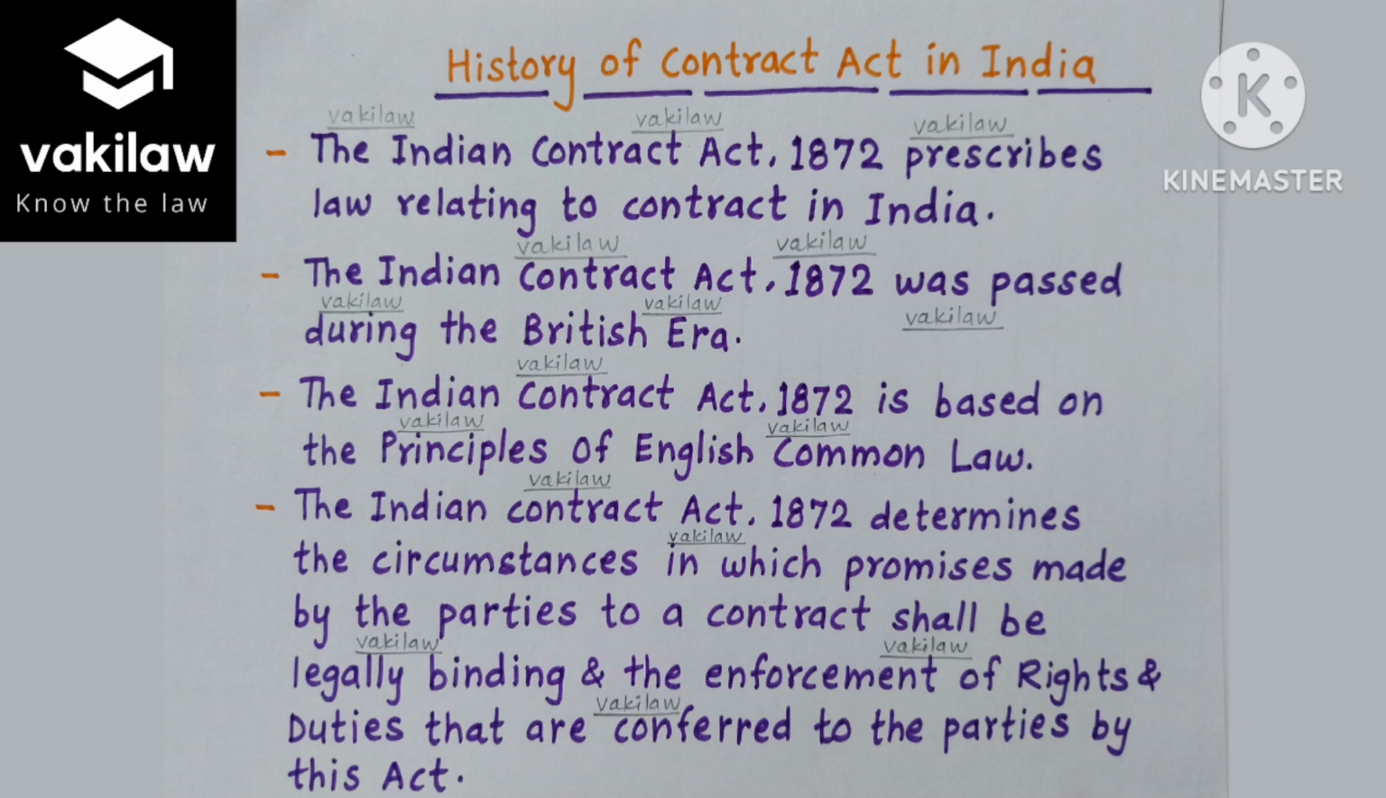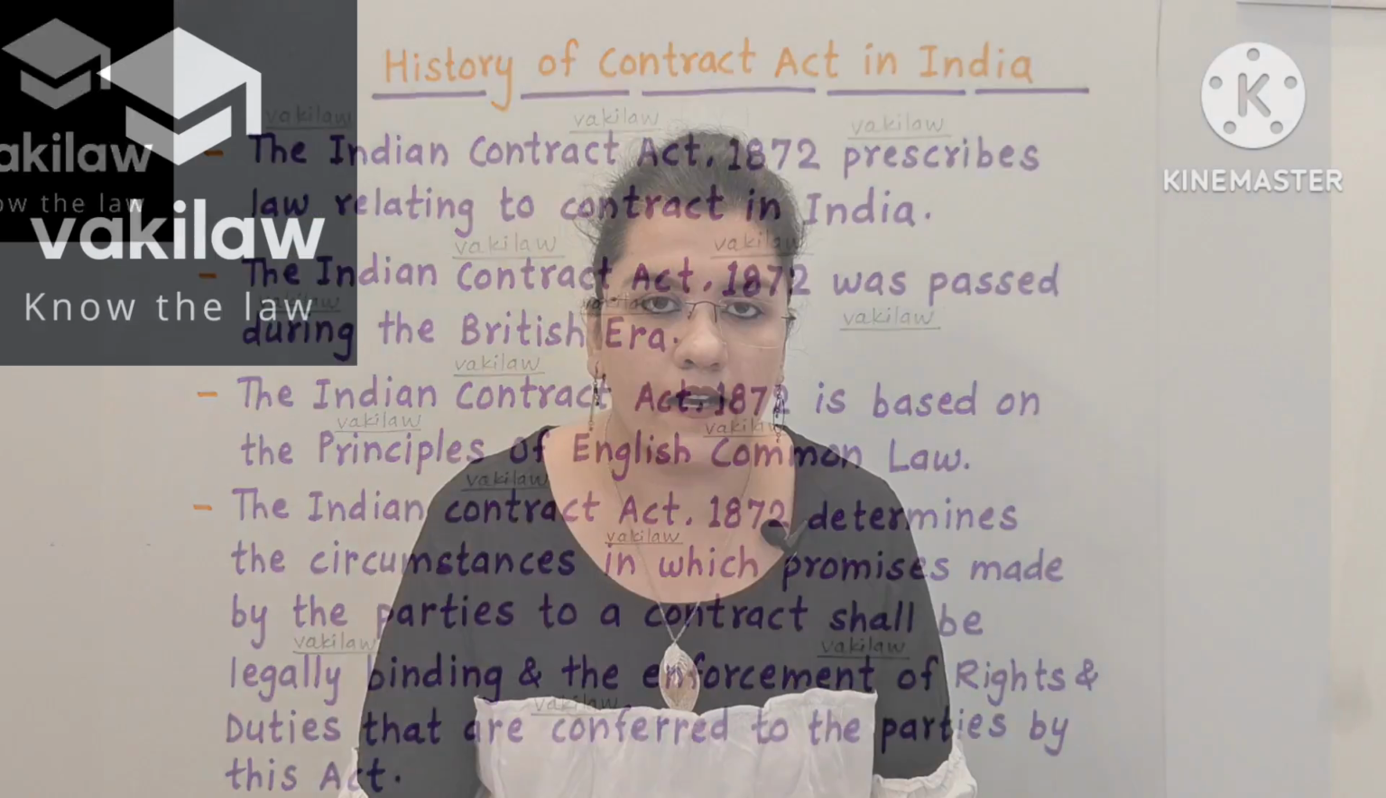The Indian Contract Act determines the circumstances in which promises made by the parties to a contract shall be legally binding, and the enforcement of rights and duties that are conferred to the parties by this act. Now this point also enumerates the role of contracts in India.